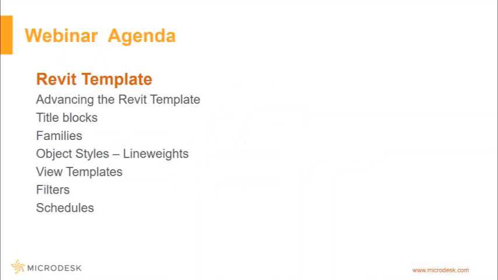Last week we talked a lot about browser organization, how you can use view templates to place views, and I showed a little bit about how filters work. Today we're going to talk about object styles and how line weights help us get a graphic sensibility, view templates, filters, and schedules. If we don't finish any of these topics, there will definitely be a Revit template part 3, which is going to be an even more condensed recap of everything I've covered and things I might have missed.